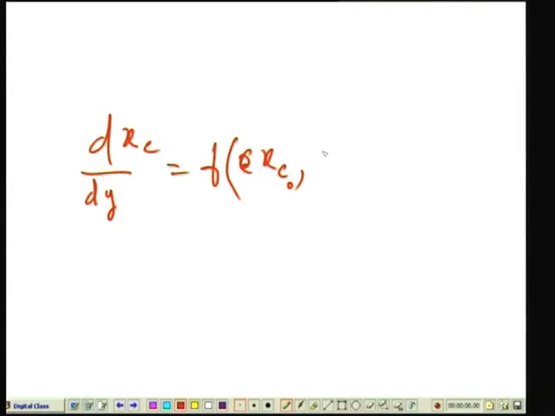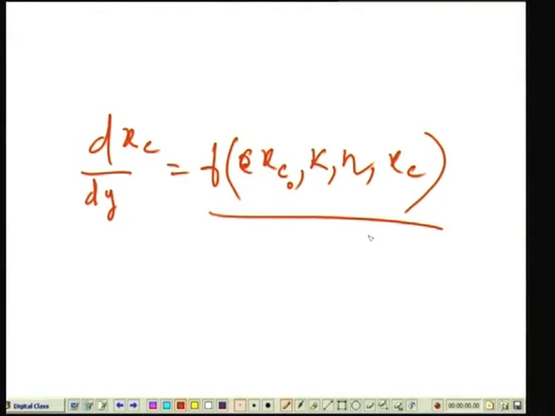Say the hydraulic conductivity, K, the porosity at different points, and the total distance of travel. So this is xc itself. Here it becomes a differential equation which is much more complex, considering the plume characteristics.